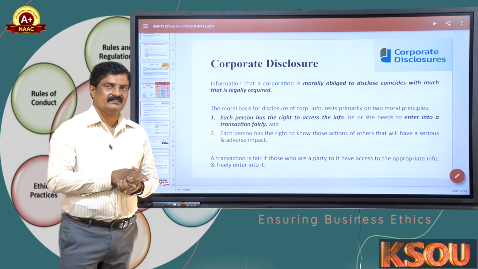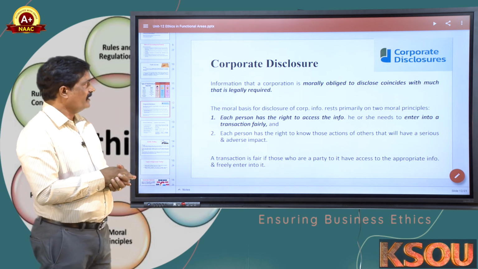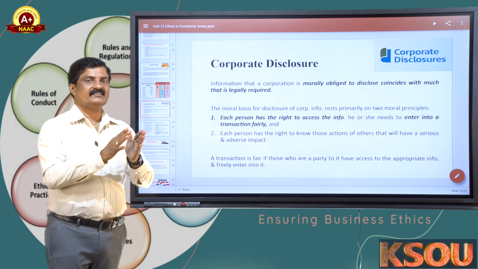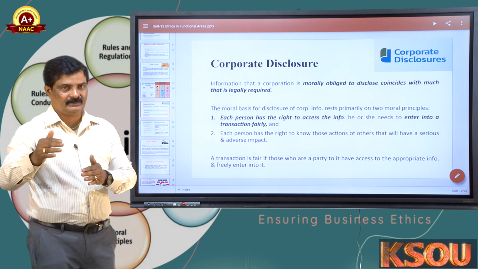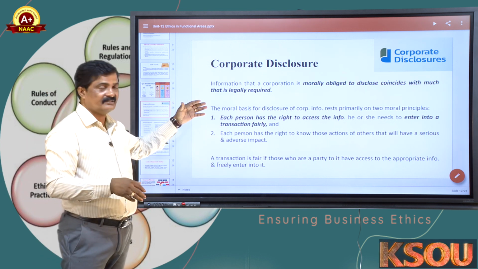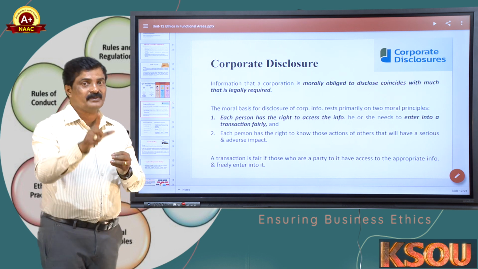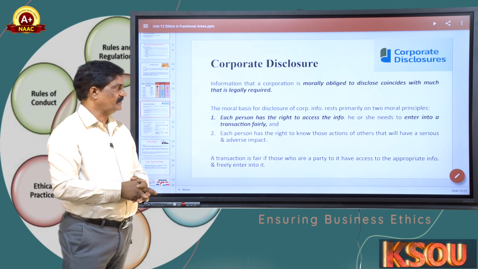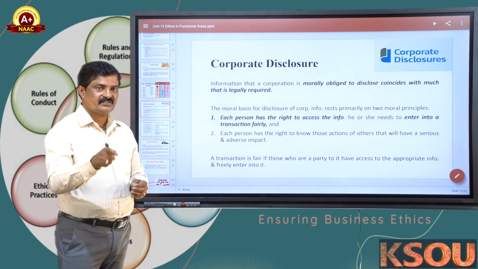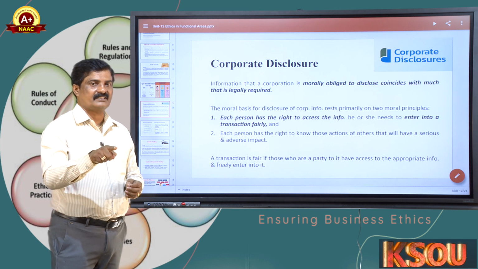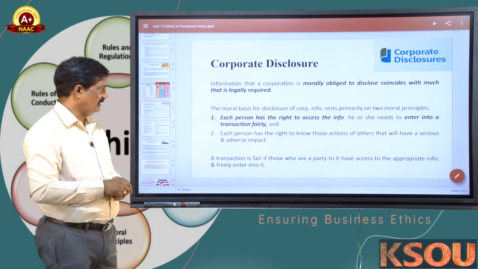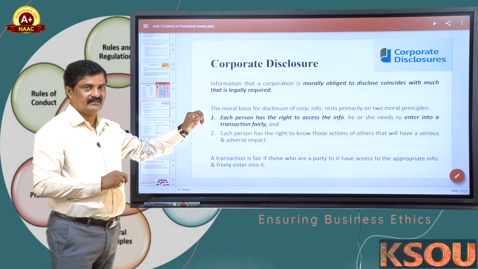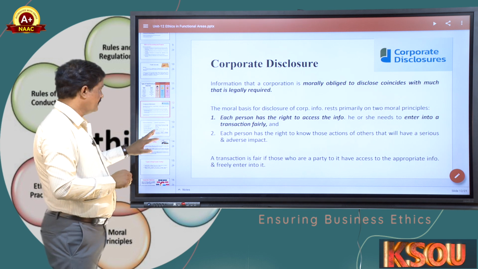So the next aspect is corporate disclosure. As far as a corporate secret is concerned, such information is not supposed to be shared with people. Corporate disclosure is concerned with information which is to be shared with the stakeholders. You are not supposed to hide such information. Any information which is to be shared with the general public or the stakeholders is called corporate disclosure. It is the right of the person to know such information.